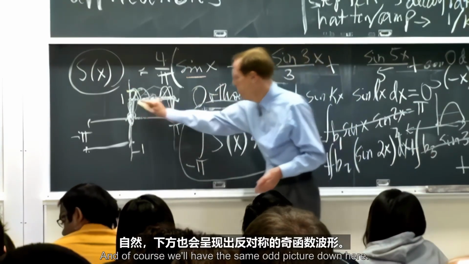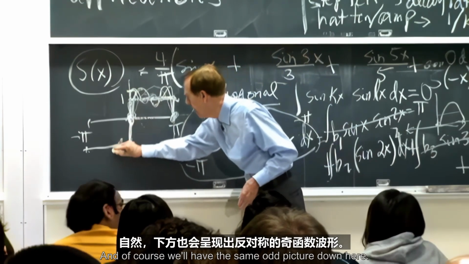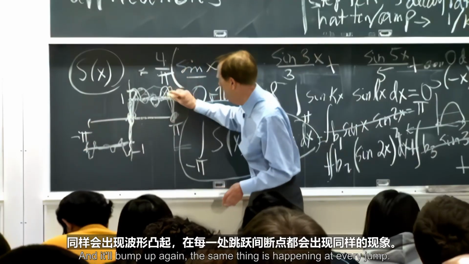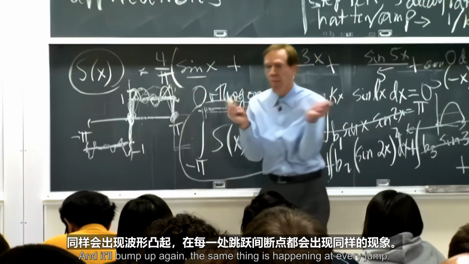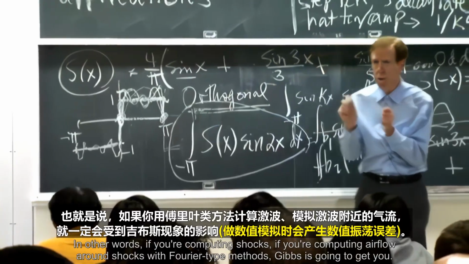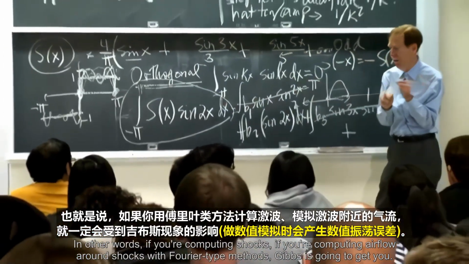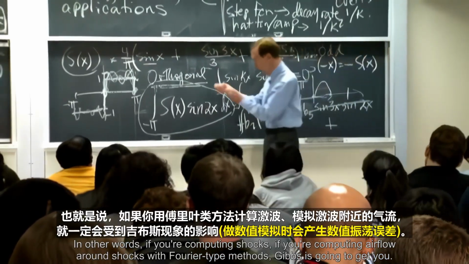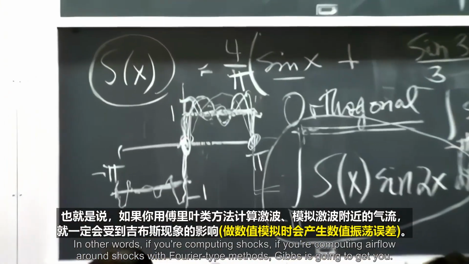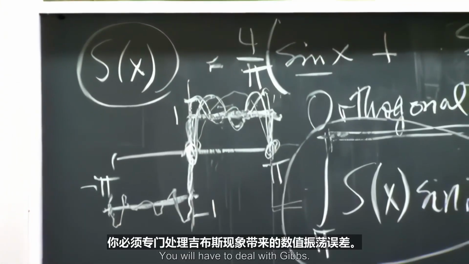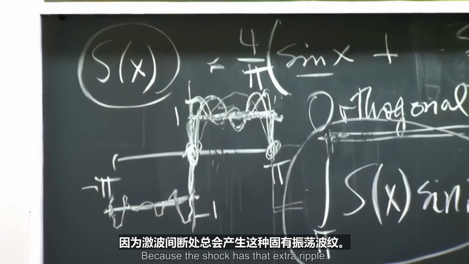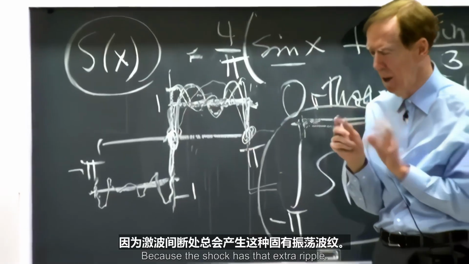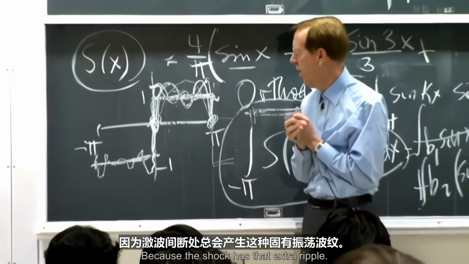And of course, we'll have the same odd picture down here, and it'll bump up again. The same thing is happening at every jump. In other words, if you're computing shocks, if you're computing airflow around shocks with Fourier-type methods, Gibbs is going to get you. You will have to deal with Gibbs because the shock has that extra ripple.